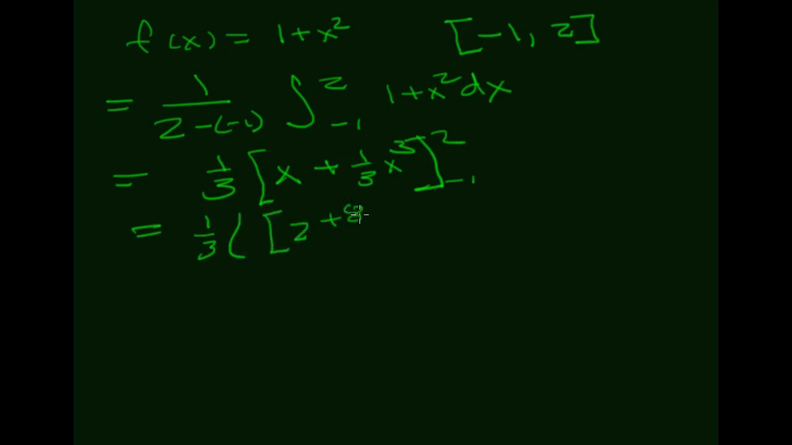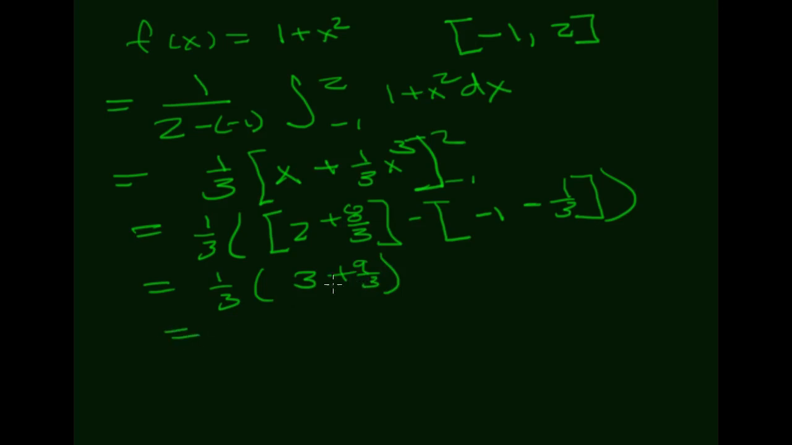So this gives me 1/3 times, if we put the 2 in there, we get 2 plus 8/3, minus -1 minus 1/3. So that's 1/3 times, 2 plus 1 is 3, 8/3 plus 1/3 is 9/3, which is another 3. So this is 1/3 of 6, which means the average value is 2. All right, so that's a real simple example of using the average value.